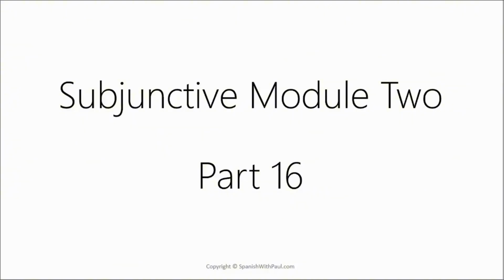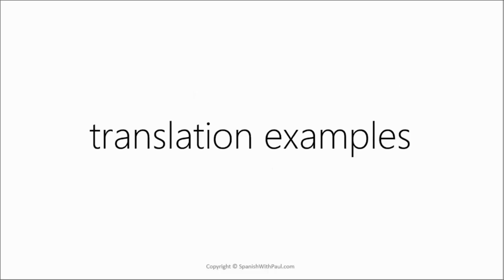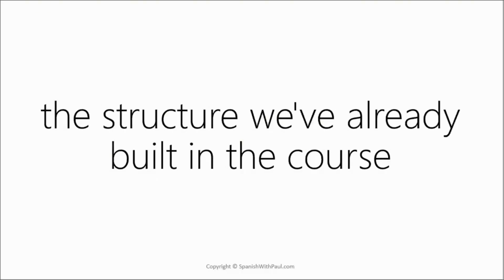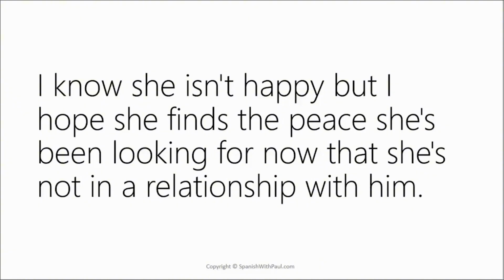In part 16, we're going to finish off module 2 of the subjunctive with some translation examples. So what I'm going to do is demonstrate how the subjunctive fits into the structure that we've already built up so far in the course. Here's the first paragraph that we're going to translate. I know she isn't happy, but I hope she finds the peace that she's been looking for now that she's not in a relationship with him.